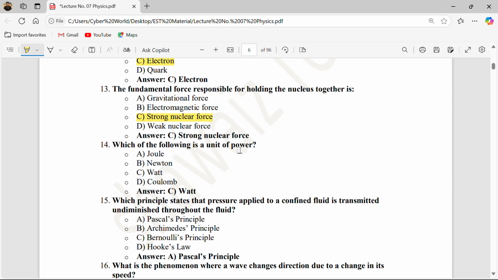Which of the following is a unit of power? Yes, we know that watt is the unit of power.